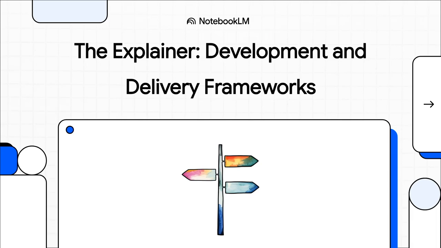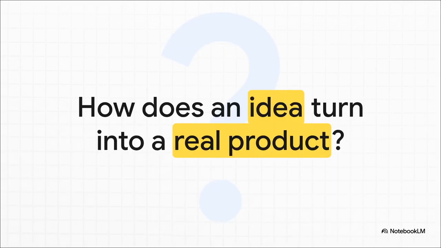Welcome to The Explainer. Today, we are going to break down the frameworks that literally turn a simple idea into a real, tangible product. So, it all really starts with this one big question. How does an idea actually become something you can use? Well, the frameworks we're about to explore are basically the different roadmaps that teams use to make that journey happen.